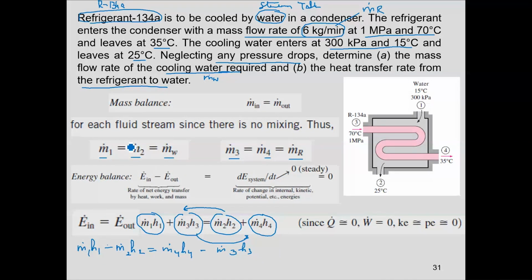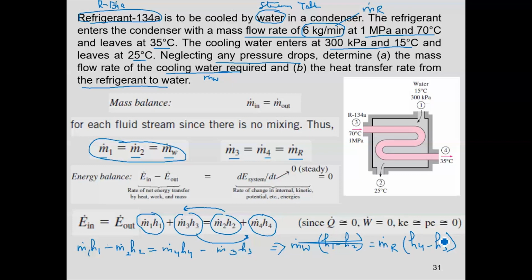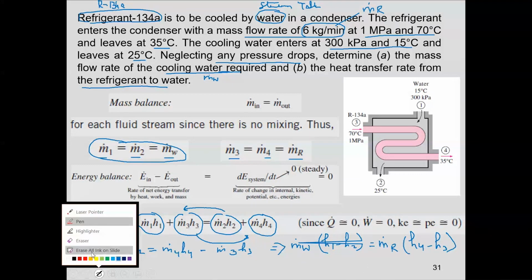Since I know from the mass balance equation that m dot 1 and m dot 2 are the same, I can express the equation in this form. M dot water, which is common, times (h1 minus h2) is equal to m dot refrigerant, and m dot 3 and 4 are the same, times (h4 minus h3). This would be my modified equation for the energy transfer.